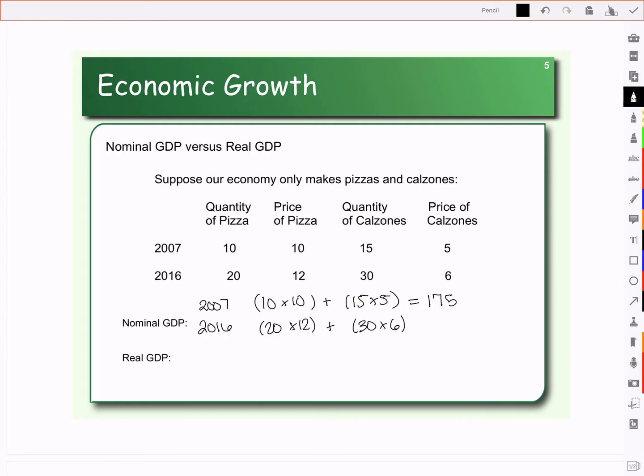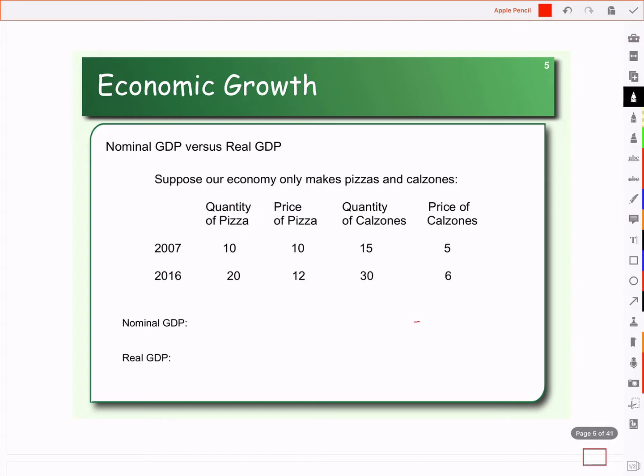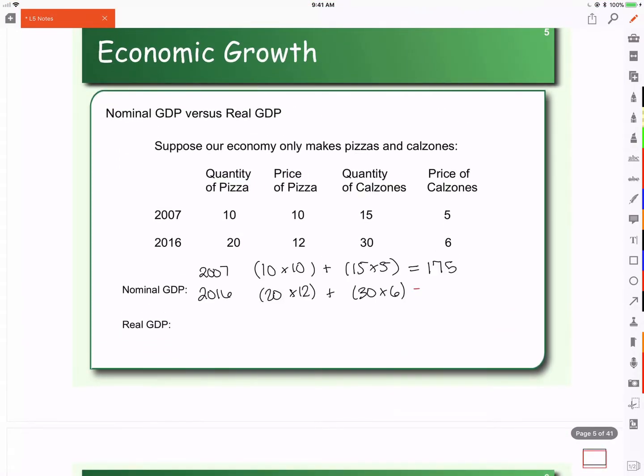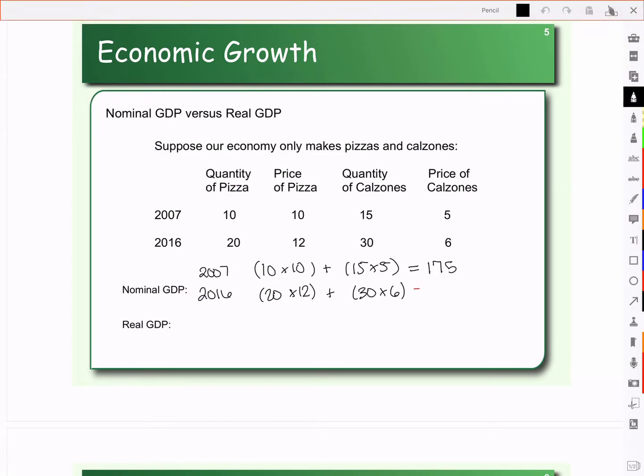So we take a quantity of 20 pizzas times $12, and then we have our 30 calzones times $6 a piece. So we take 20 times 12 and find that number, 30 times 6 and find that number, and then we add them together and we get 420. So in 2007, this economy made $175 worth of goods. In 2016, they made $420 worth of goods.